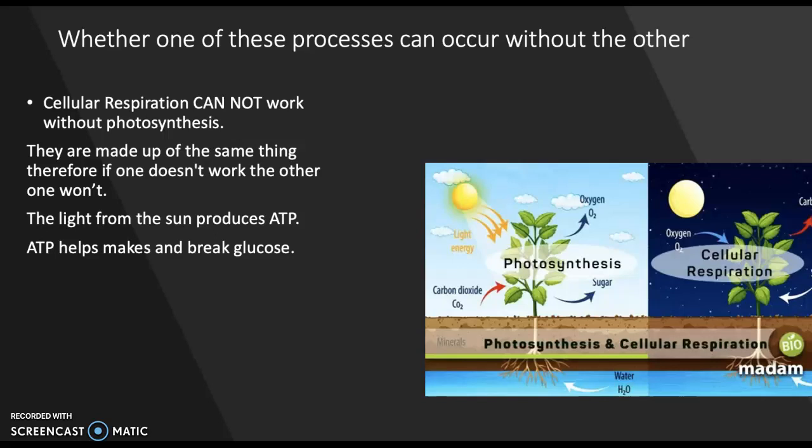And like I stated previously, the light from the sun produces ATP, and ATP helps break down and make glucose, which is sugar, and that is supposed to help make the plant grow and give it proper nutrients.